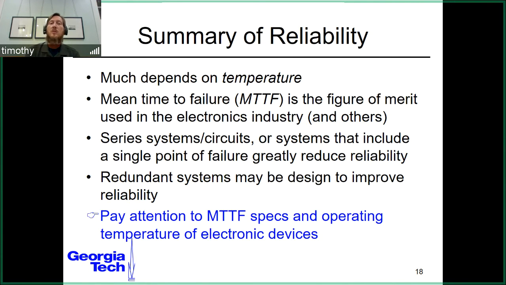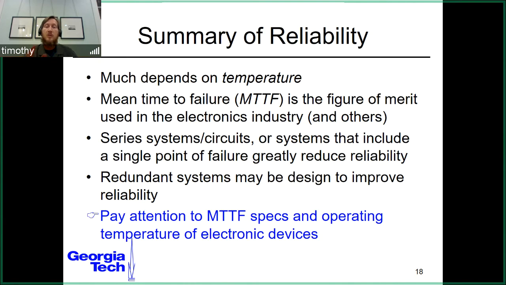Series systems, circuits, or systems that include a single point of failure greatly reduce reliability. And then a redundant system may be designed to improve the reliability. The main takeaway from this whole presentation: pay attention to the mean time to failure specs and operating temperatures of the electronic devices. And I'm going to expand on that last point, not only the operating temperatures, but also the operating power, the operating current, and the operating voltage.